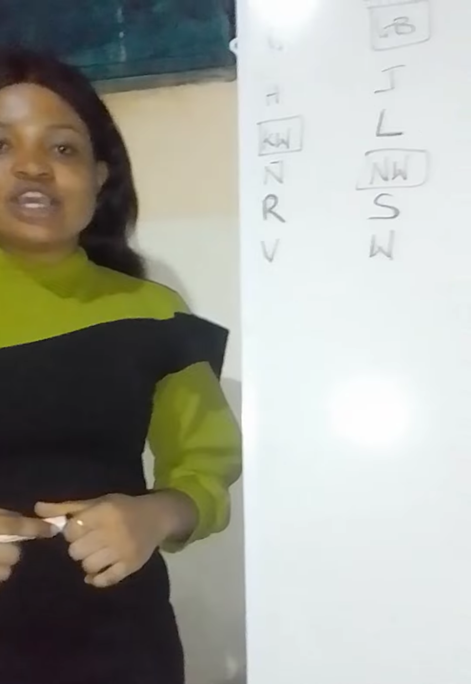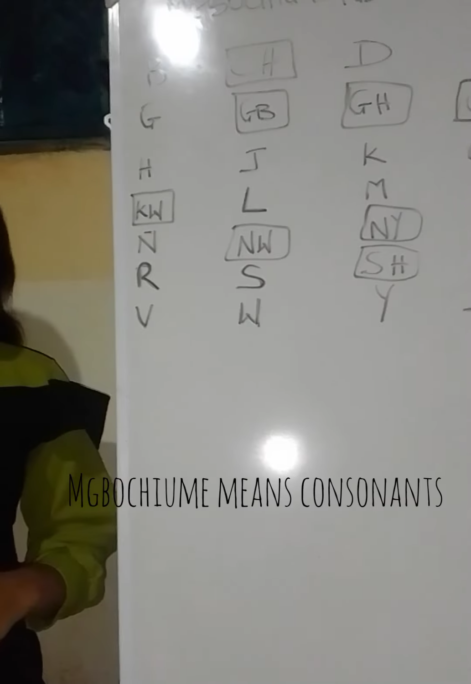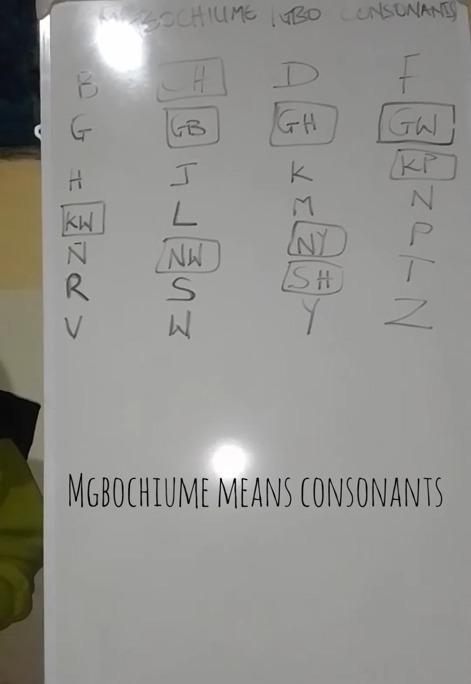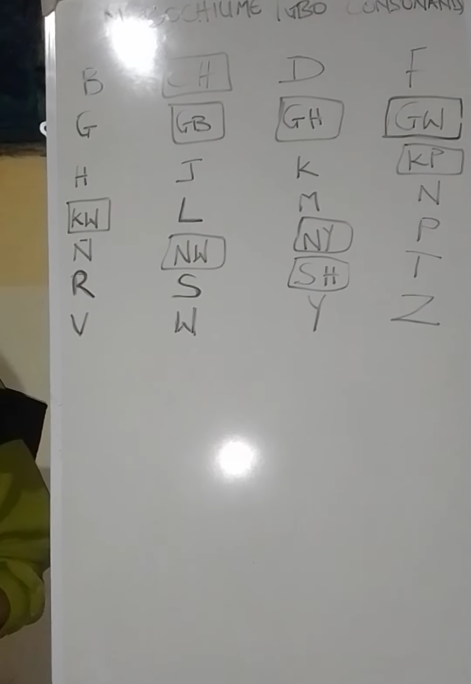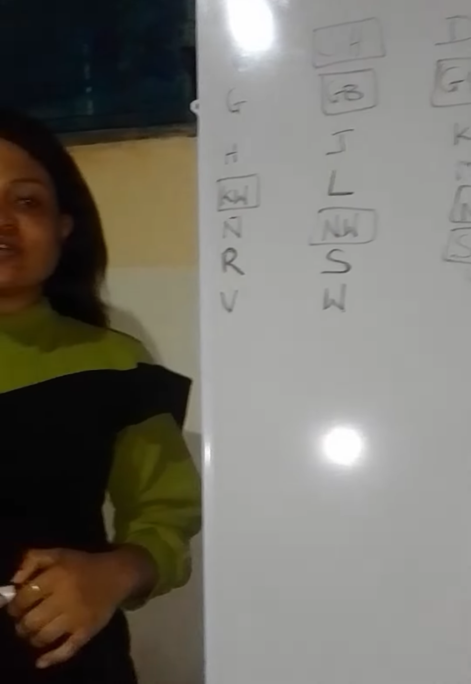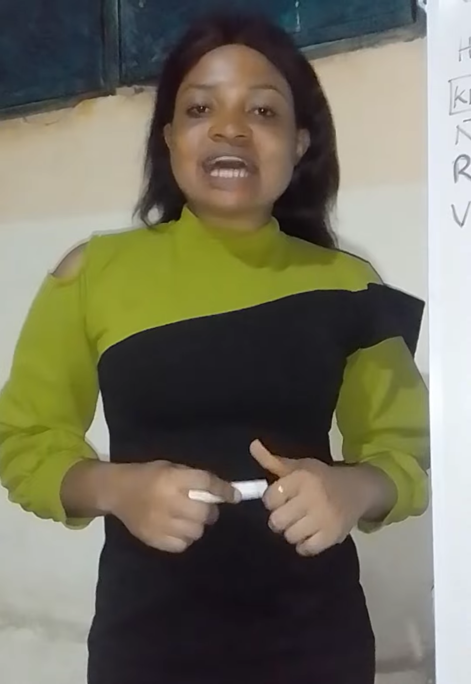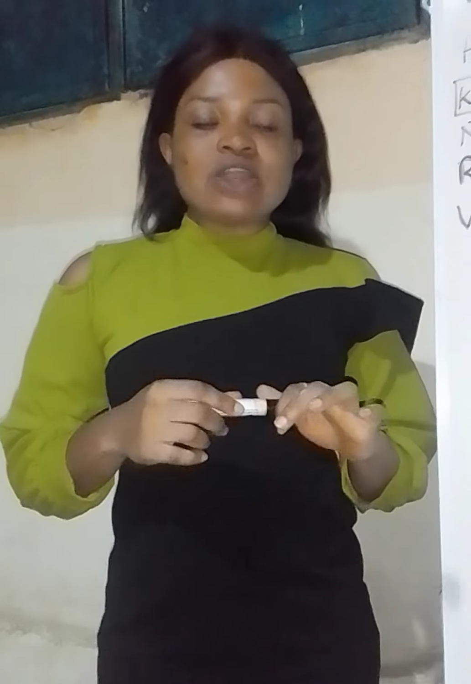Mgbochi Ume Igbo. That is the consonants of Igbo language, the consonant sounds of Igbo language. What is a consonant? Consonants are those letters or alphabets that when you produce them, there is always an obstruction of air at the vocal tract. Once you are producing a consonant sound, there must be an obstruction of air.